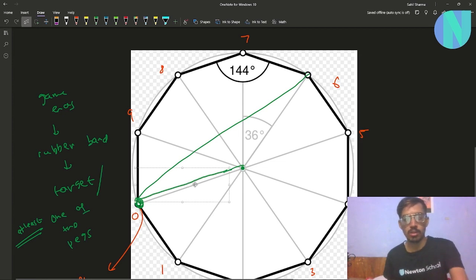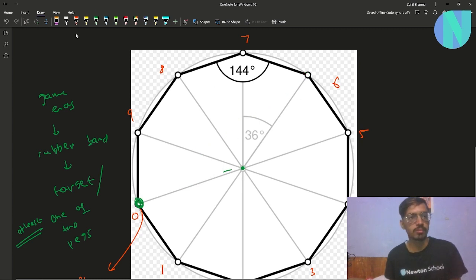In that case, the rubber band will not go in the center. So it will look something like this. As you can see, if I choose 6 as my rightmost pivot, my rubber band will not touch the center. So 6 cannot be my rightmost pivot.